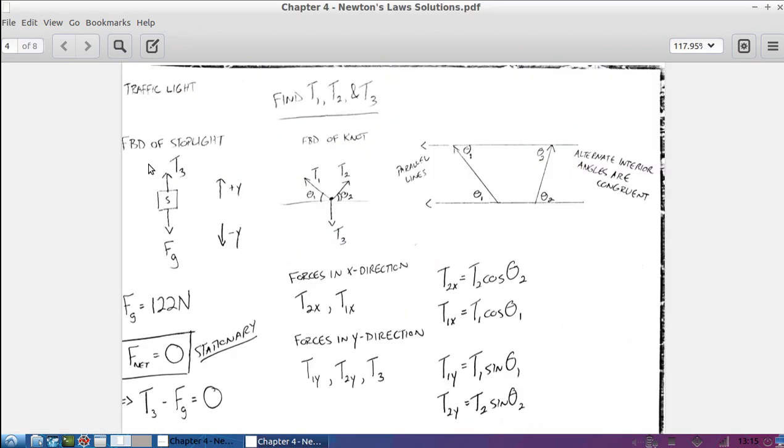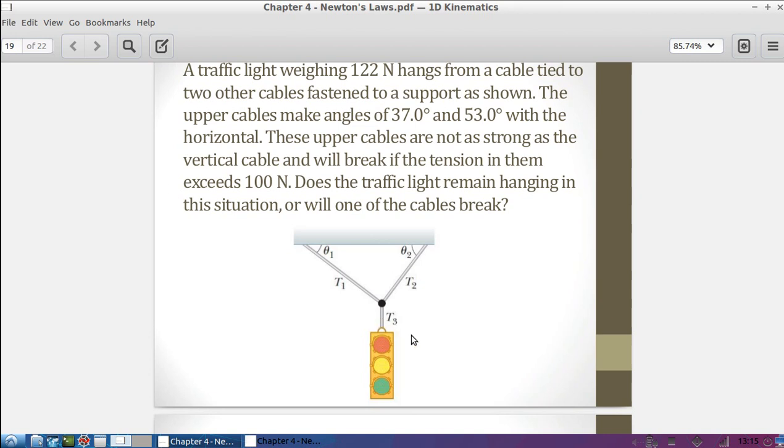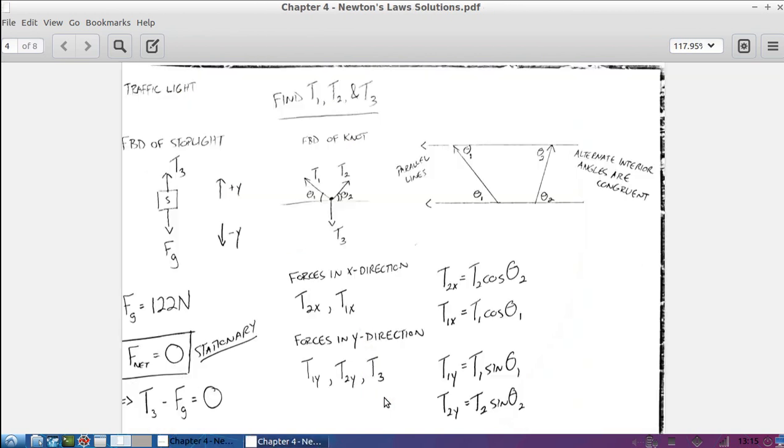I've got free body diagrams for two things. First, a free body diagram for the stoplight. Go back to the stoplight and draw a little box around it. The stoplight is experiencing two forces: T3 in the positive y, holding it up, and the gravitational force, because it's close to the surface of the earth, in the negative y direction. So my free body diagram looks like T3 in the positive y and F sub g in the negative y. Again, we were given the weight at the start of the problem in newtons, so I know this weight force is just 122 newtons.